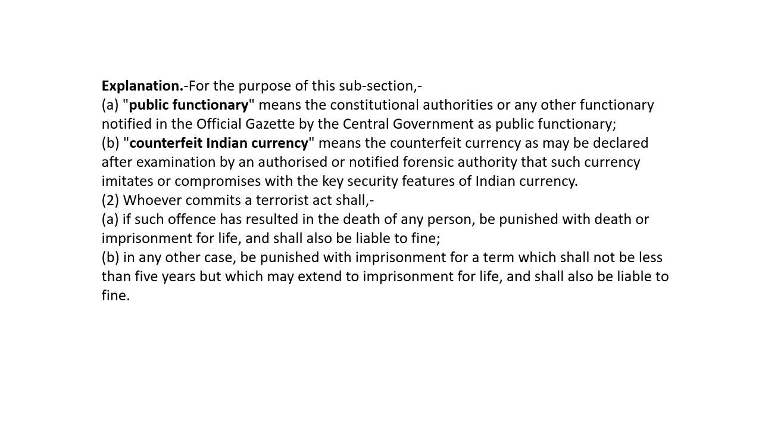Now coming to the punishments. So clause 2 says, whoever commits a terrorist act shall, if such offence has resulted in the death of any person, be punished with death or imprisonment for life and shall also be liable to fine. So you see, the penalties that have been prescribed are directly proportionate to the damage that has resulted from the offence, the damage which has actually resulted or which the act was capable of resulting in. So that is how the gradation of punishments has been done herein.